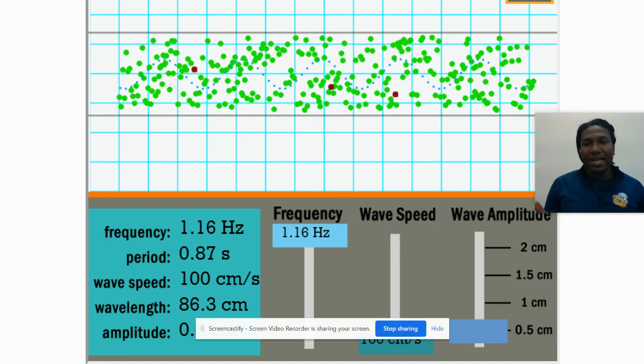So here's the idea. If the amplitude is great, then we're going to have a lot of molecules in the compression. So if our longitudinal wave has a really big amplitude, there's going to be a lot of molecules squished into the compression. Whereas if the amplitude is low, the air molecules will not be that compact in the compression.